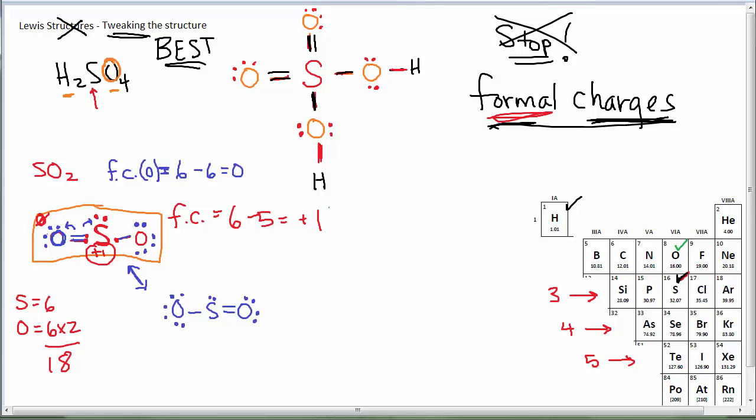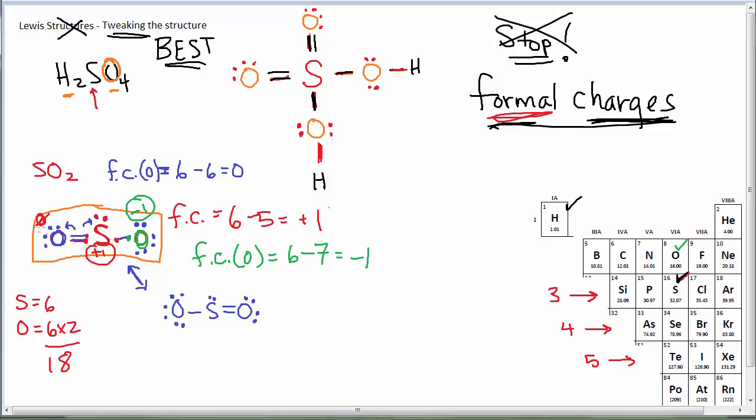All right, one more. Formal charge for the right-hand oxygen. Let's do this in green. So the formal charge on this oxygen is equal to 6 minus, because oxygen has 6 valence electrons, 2, 4, 6, 7. 6 minus 7 is -1. The formal charge on this oxygen is -1.